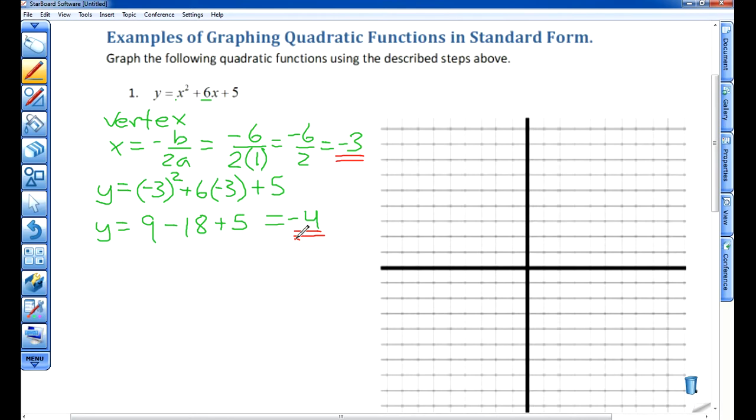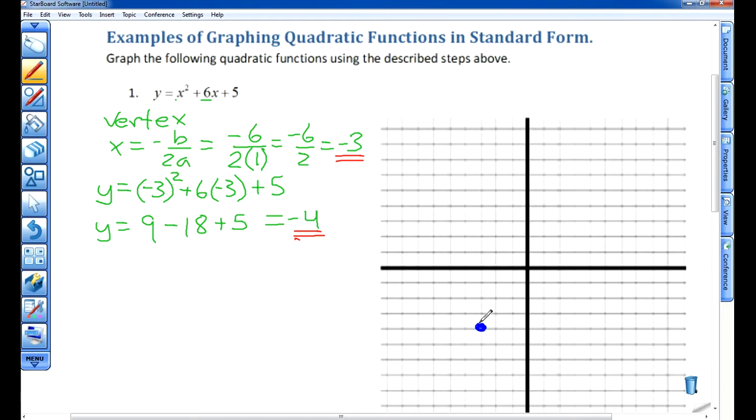So I'm going to go ahead and find that point on my graph. Negative 3, negative 4. Go over to negative 3 and down to negative 4. That's this point right here. Negative 3, negative 4. So that's the point that is my vertex. That's the vertex of my parabola.